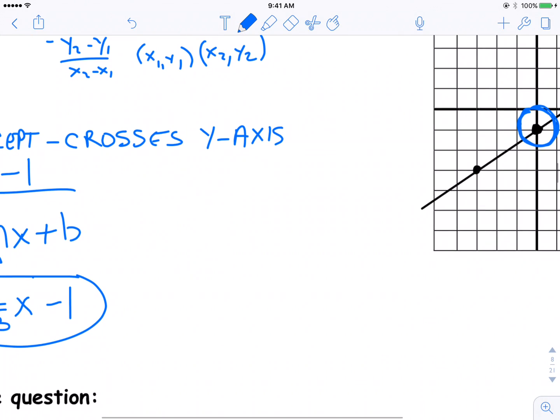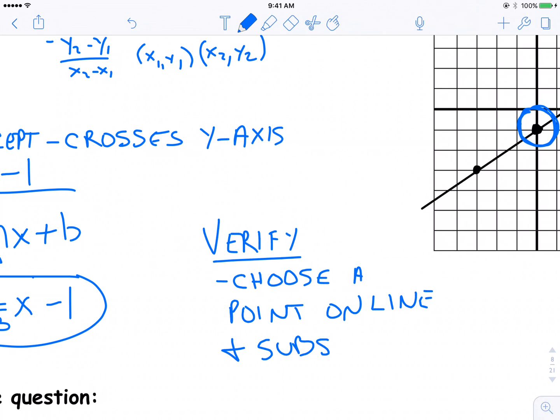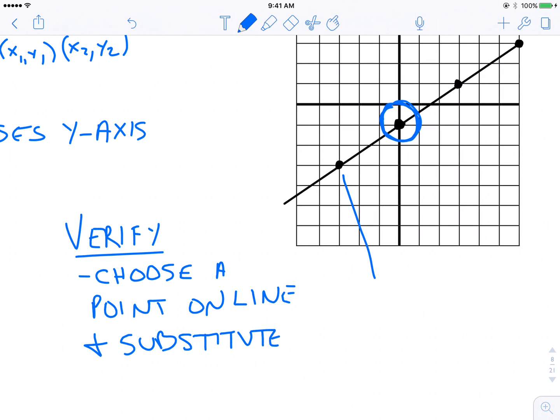Now the second part of this question says to verify. Verify the equation. If I want to verify, I choose a point on the line and substitute into the equation. So I'm going to choose this point right here. This point has coordinates -3, -3.